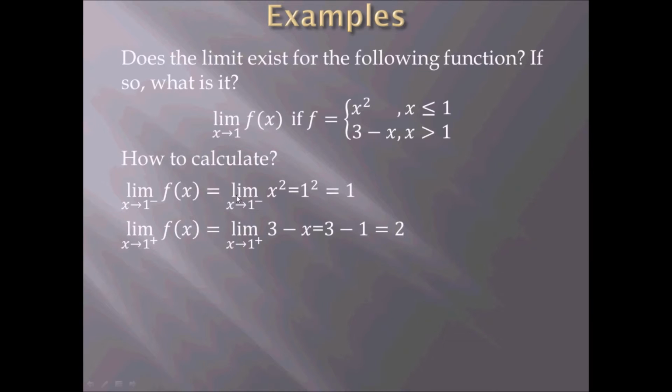And now let's see what value it approaches from the right. So now what matters is what's on the right of 1, which would be 3 minus x. So we're going to do 3 minus x, and then substitute 1 in for x, and you should end up with 2. And since the limit as it approaches from the left is not the same as it approaches from the right, the limit does not exist.